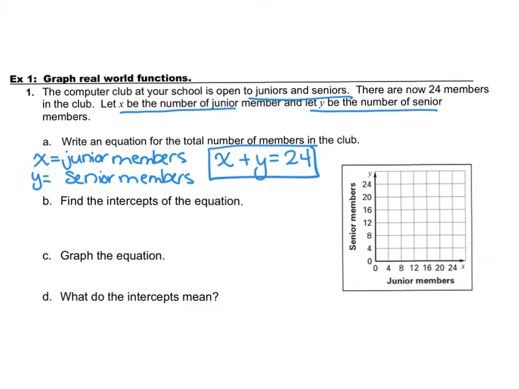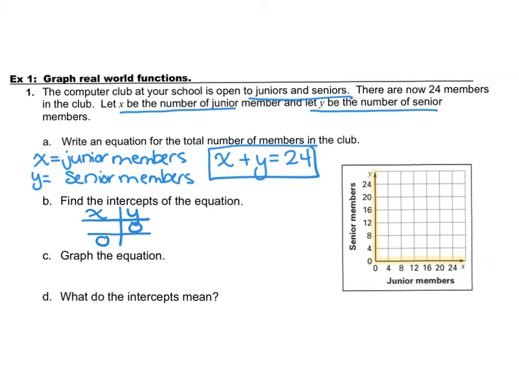Now it says to find the intercepts of the equation. Remember that the x-intercept is where the line crosses the x-axis, and the y-intercept is where the line is going to cross the y-axis. In the previous lesson, we learned that when y is 0, you'll have the x-intercept, and when x is 0, you'll have the y-intercept. So let's go ahead and take a look.